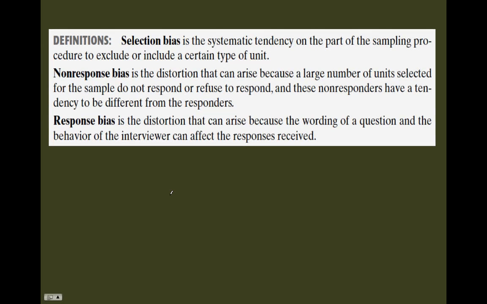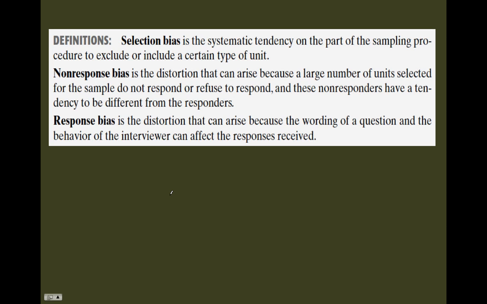Here are some specific types of biases. Selection bias is the systematic tendency on the part of the sampling procedure to exclude or include a certain type of unit. Non-response bias is the distortion that can arise because a large number of units selected for the sample do not respond or refuse to respond. And these non-responders have a tendency to be different than the responders.